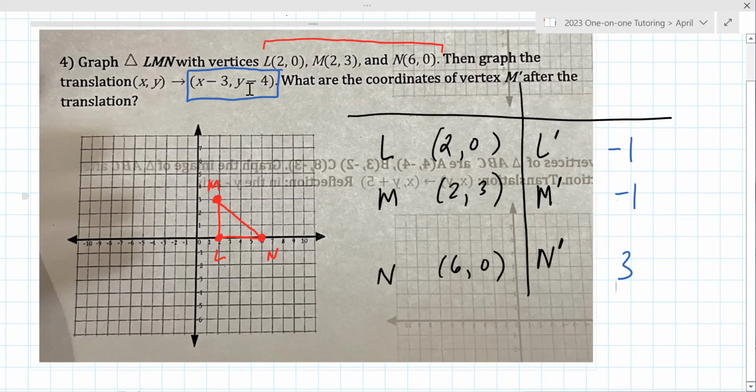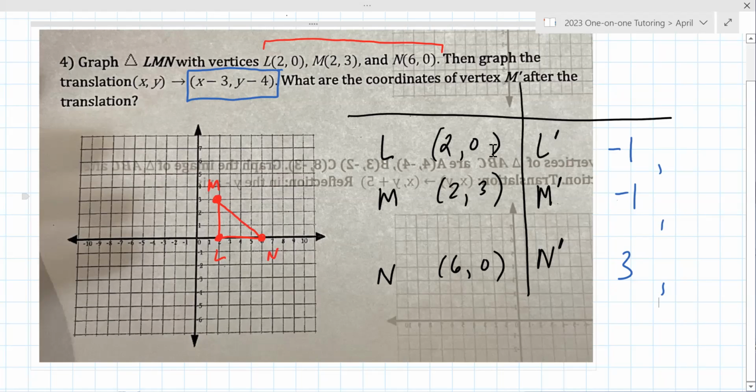Now we're going to do the y value. What does the rule say for the y value? Y minus 4. So we're going to take each of these y values and subtract 4 from them. What is 0 minus 4?